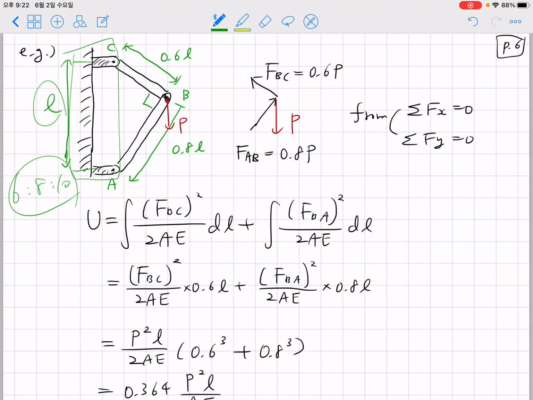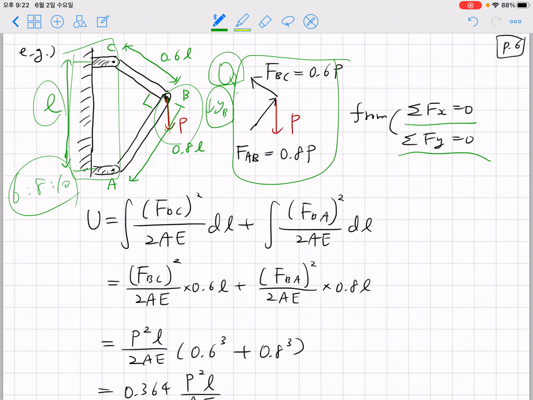Okay, so this problem asks, when somebody applies a vertical force P at point B, what will be the deflection at point B? The problem asks this question, and by considering the force equilibrium in the horizontal and vertical directions, we can obtain FBC, the tension along the BC component, and FAB, the tension or compression along the AB component, in terms of P.